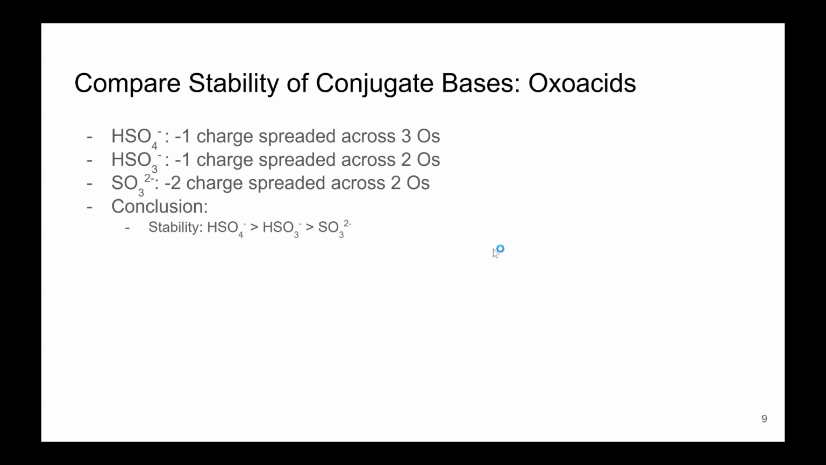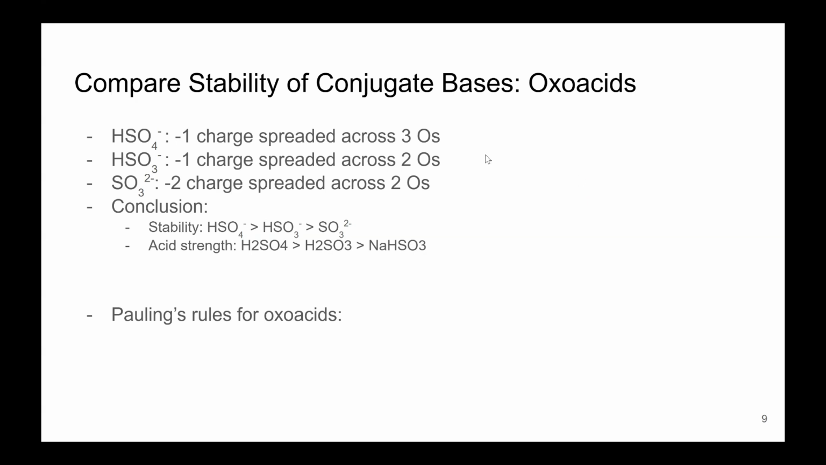So the conclusion would be that HSO4 minus is the most stable out of these 3, followed by HSO3 minus, then SO3 2 minus. This is because your so-called charge density, or the charge each oxygen has to bear, increases from HSO4 minus to HSO3 minus to SO3 2 minus. So the acid strength of H2SO4 is greater than H2SO3, and that is greater than NaHSO3.